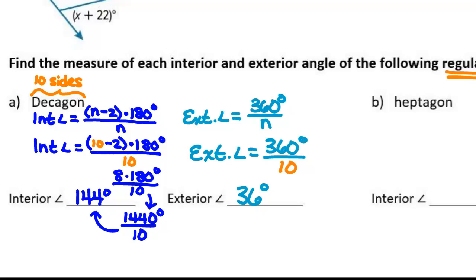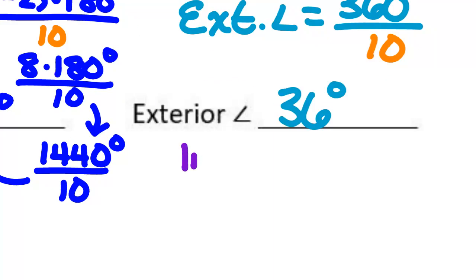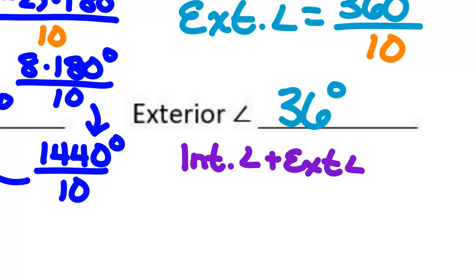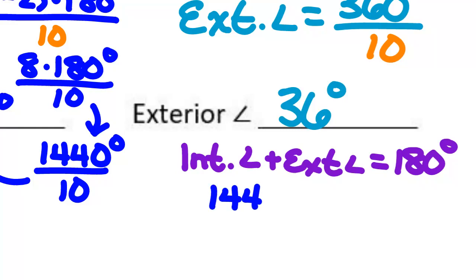Does anybody remember what we said about the interior and the exterior angle if I have one of each? What should they always add up to? 180. So let's check. Interior angle plus exterior angle should equal 180. 144 plus 36 equals 180, so we are good.